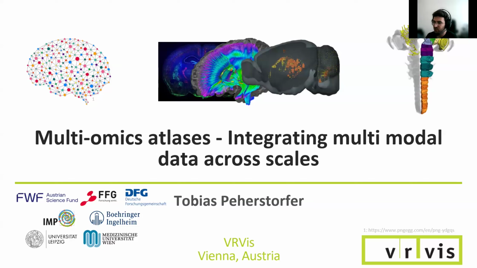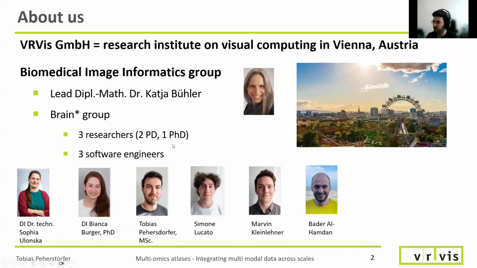So let me quickly summarize a few facts about VRVis, who we are. VRVis is a non-profit research institute focused on visual computing and located in the beautiful city of Vienna. Our group, the Biomedical Image Informatics Group, is headed by Katja Bühler, and currently we consist of 3 researchers and 3 software engineers.